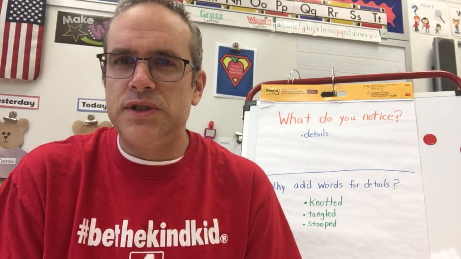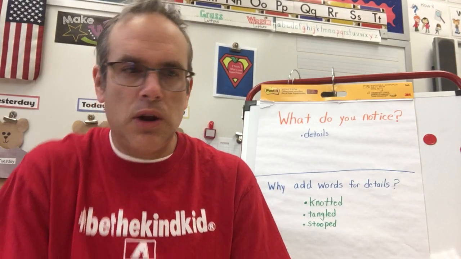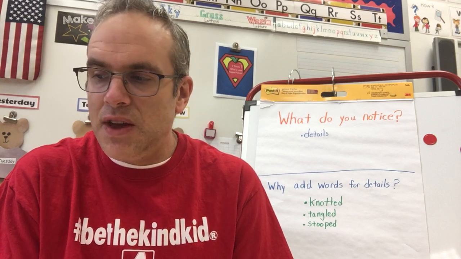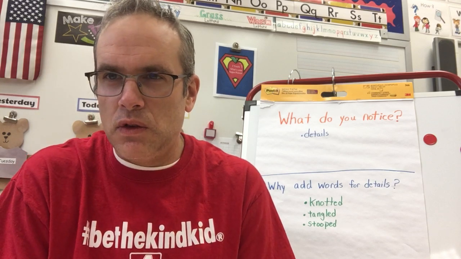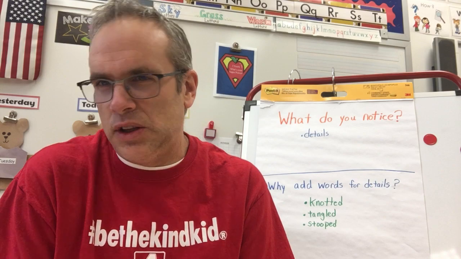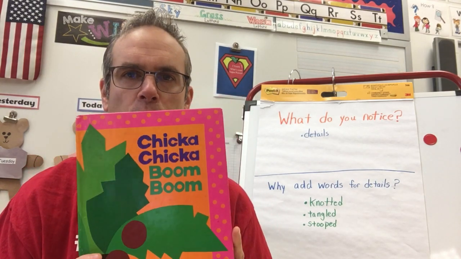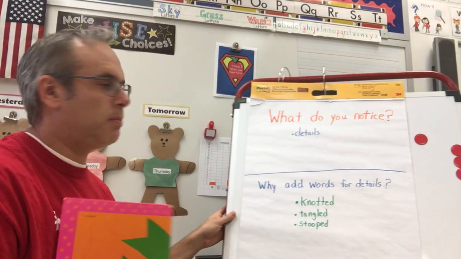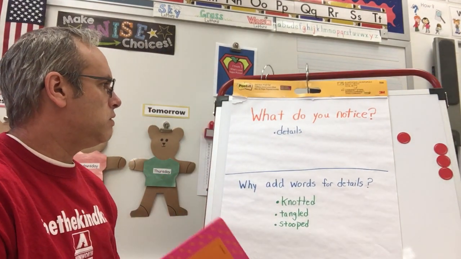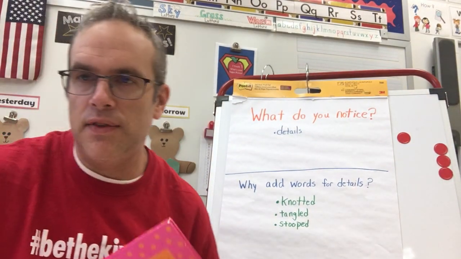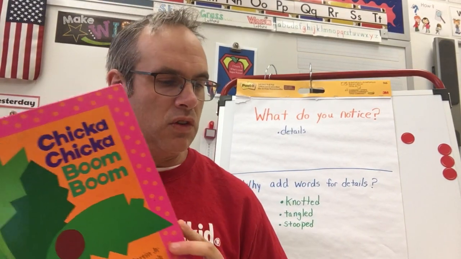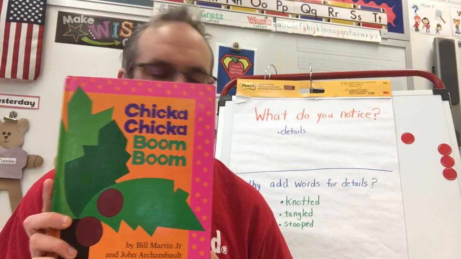Hi, kindergarten. So for today's Wit and Wisdom lesson, we are going to be looking at details and how you notice details that authors and illustrators use in different stories. So we're going to use the book Chicka Chicka Boom Boom, and I have some questions written on our board here. The first one says, what do you notice?